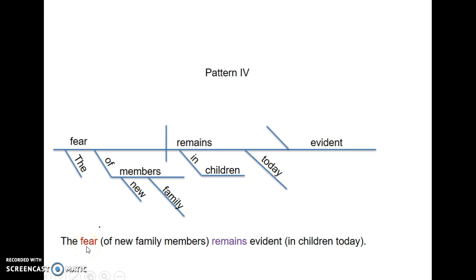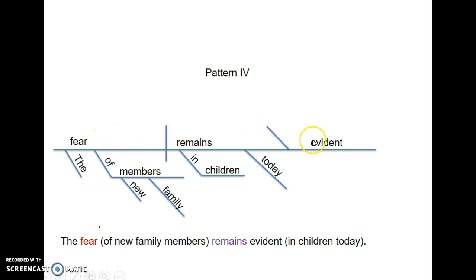This one, our subject is fear. We skip over the preposition, and remains is our verb. That's one of those fuzzy feeling linking verbs. So we know this is going to be a pattern 4 or 5, depending on what follows. And what follows is an adjective. Evident is modifying fear as the subjective complement. So we have fear remains evident, which makes that a pattern 4.